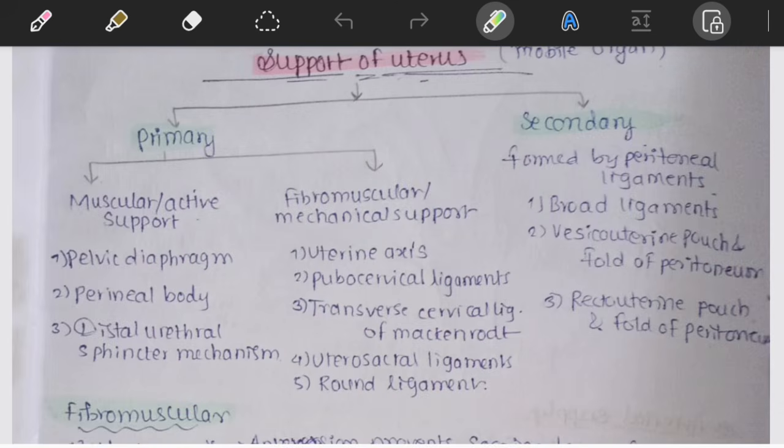What actually keeps the uterus in position? Think of uterine support as a team effort, and not one ligament. There are active muscular supports and passive fibromuscular supports. Primary or active, the most important muscular support is the pelvic diaphragm, especially the levator ani, and the other structures associated with the support include perineal body and perineal musculature.